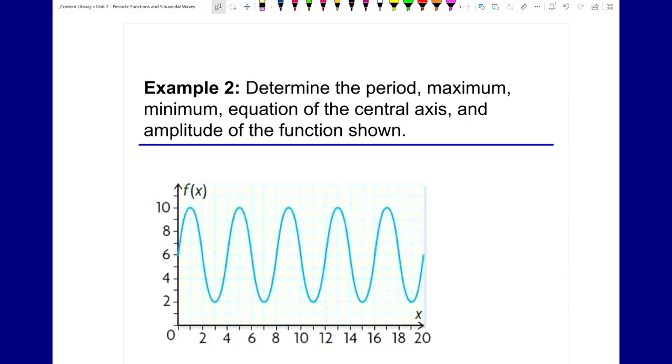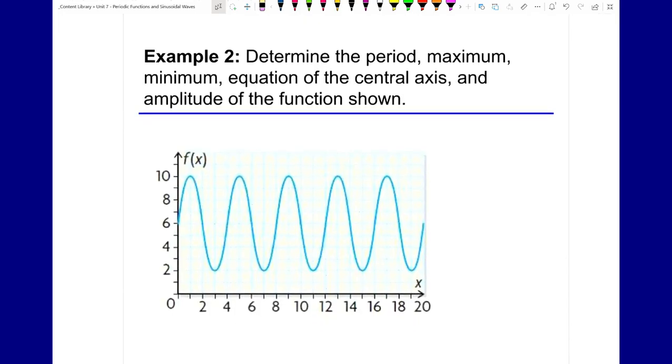One last example, same idea. We just want to go through and find all that information. Right, our period. We need to figure out one cycle first. So I'm going to start here at the beginning. I'm going to trace until I come back up to that point. Should be there. So my period is the length of that, which would be 4 units, 4 seconds maybe. It doesn't really tell us any measurement, but we'll just say 4.